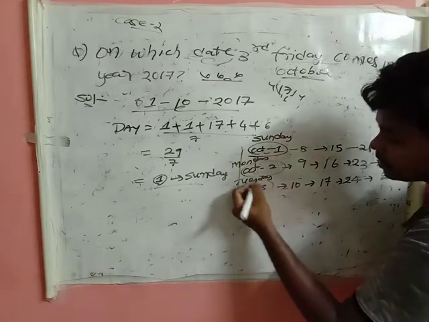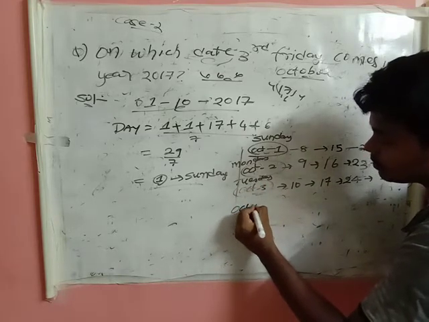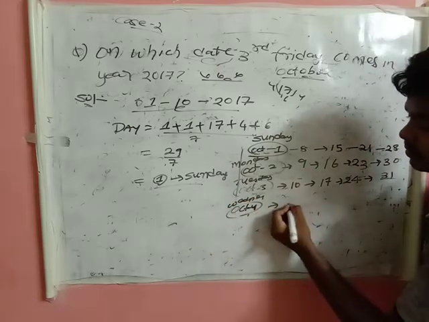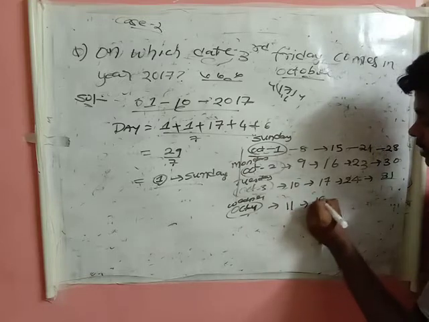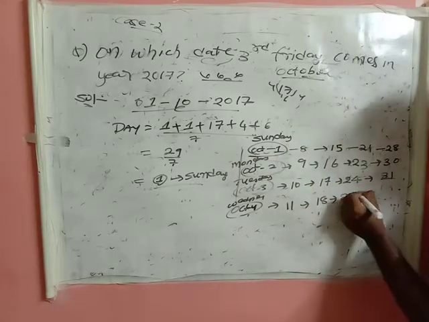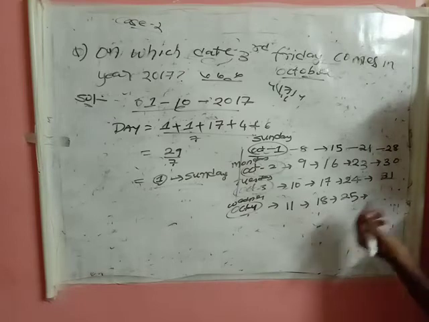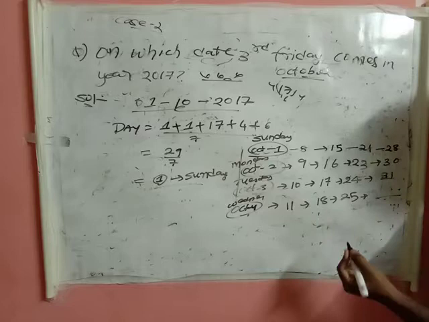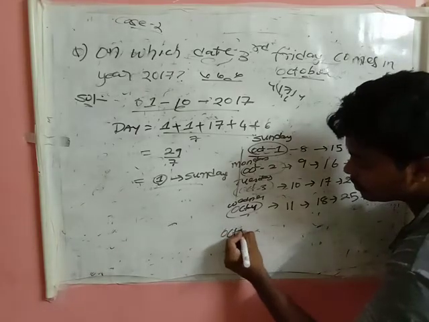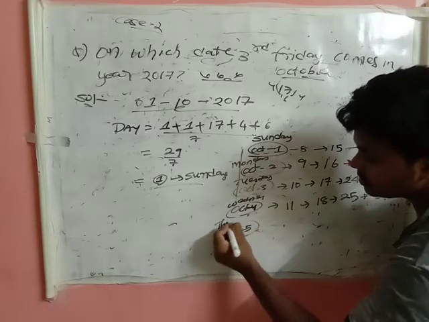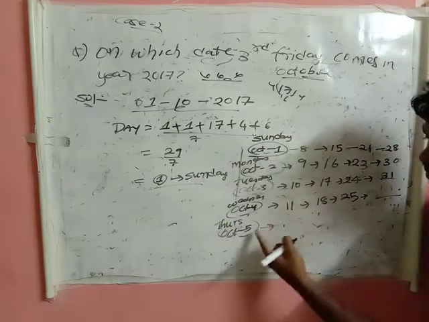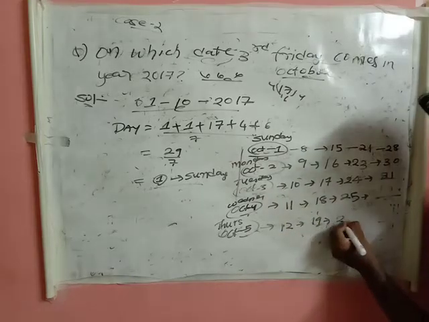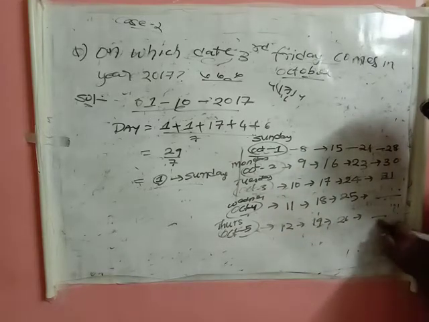Now coming to October 4. If October 3rd is Tuesday, then October 4 is Wednesday. So 4 plus 7, 11. 11 plus 7, 18. 18 plus 7, 25. So 25 plus 7, what will we get? We will get nothing, because it would be 32, but October 32 will not happen. Now coming to October 5. If October 4 is Wednesday, October 5 is Thursday itself. So 5 plus 7, 12. 12 plus 7, 19. 19 plus 7, 26. 26 plus 7, nothing.